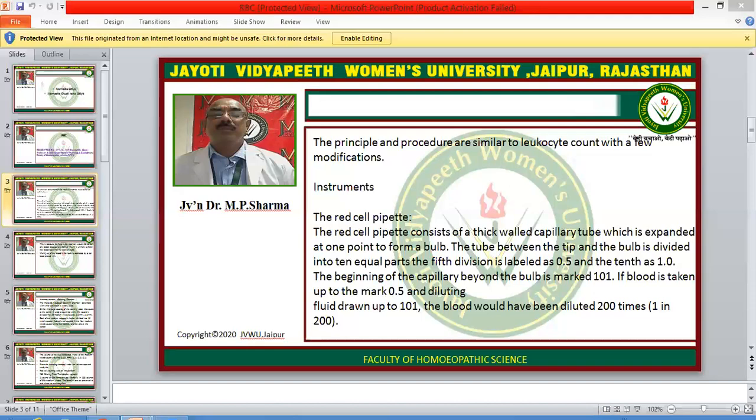Red cells are counted in the 4 medium size squares at the 4 corners and the one at the center. The volume of the fluid contained in one of the medium sized squares would be 0.004 cubic millimeter. That means 0.2 into 0.2 into 0.1. Now exercise: place the counting chamber under the microscope and study the red cell counting area on the platform.